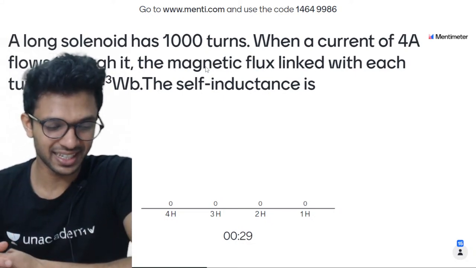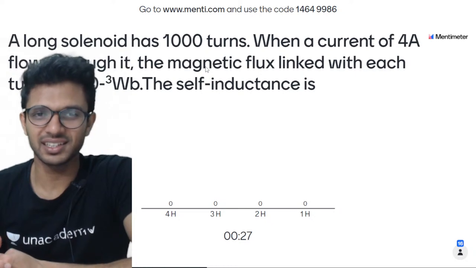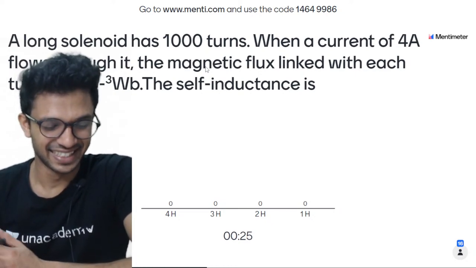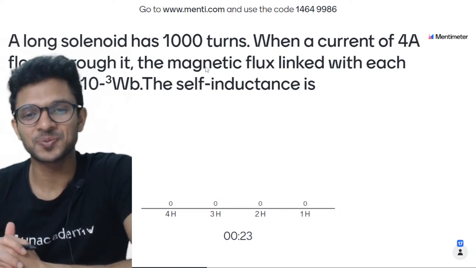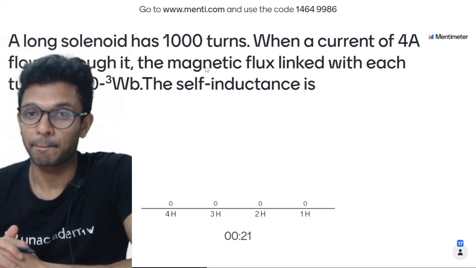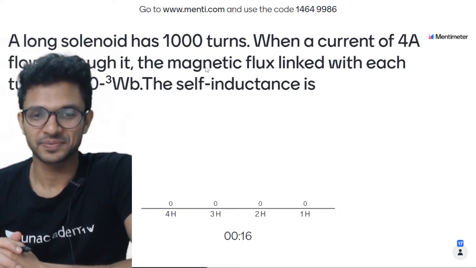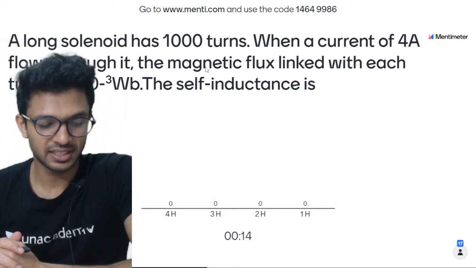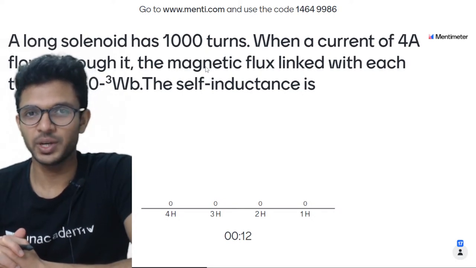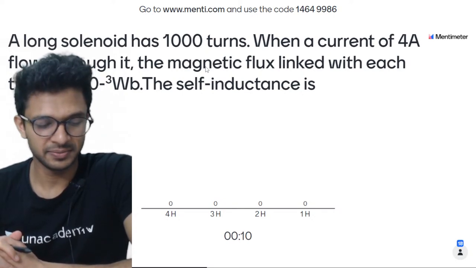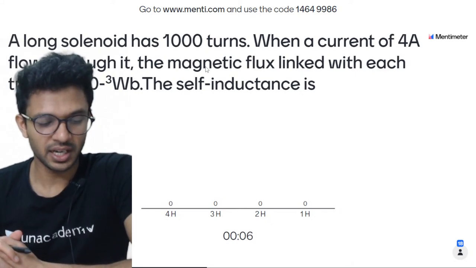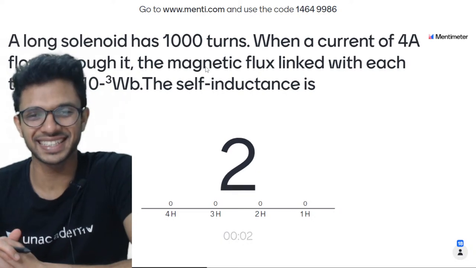5 hours back in England. Nobody here is from England. 20. Go quickly, quickly. 10 more seconds. The sound is not coming. Oh. The sound is coming, Anisha.